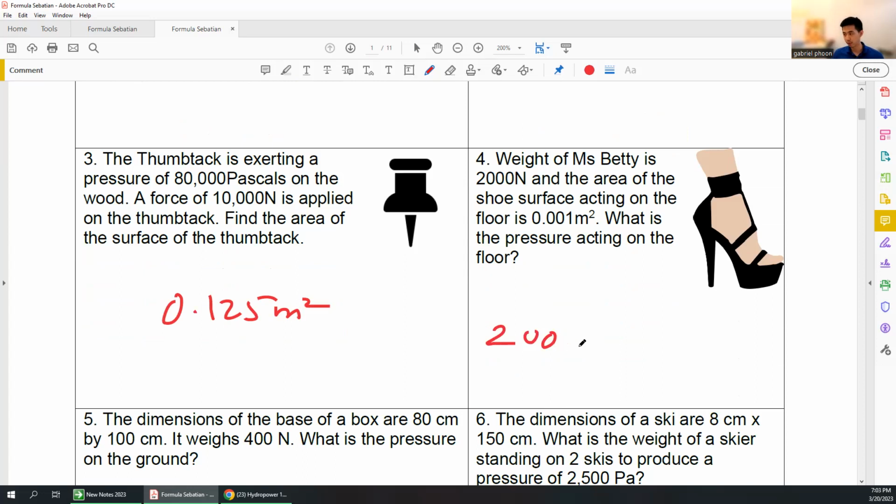If you have a very large number, you're supposed to change it to standard form, so it's 2 times 10 to the power of 6 pascals. Right.